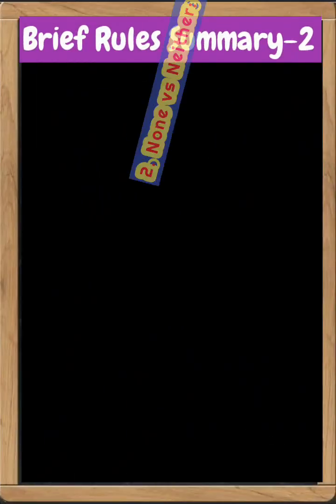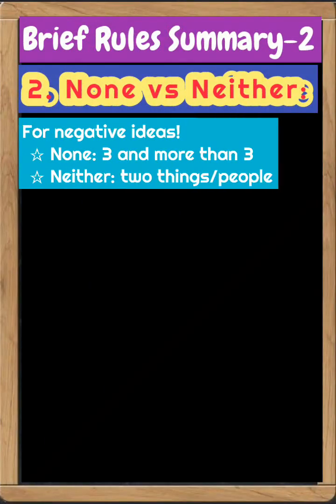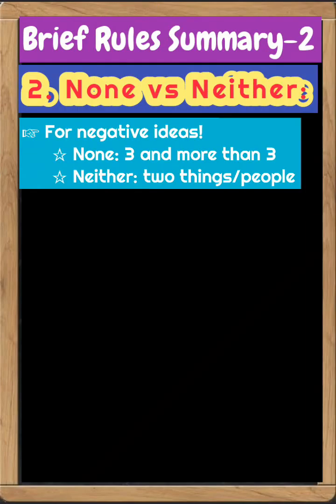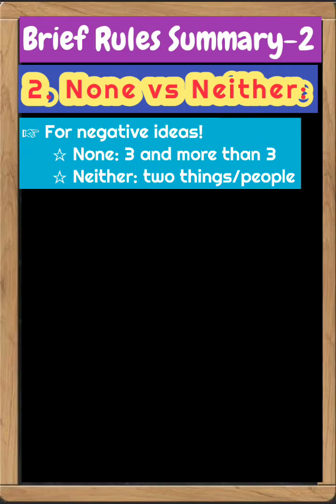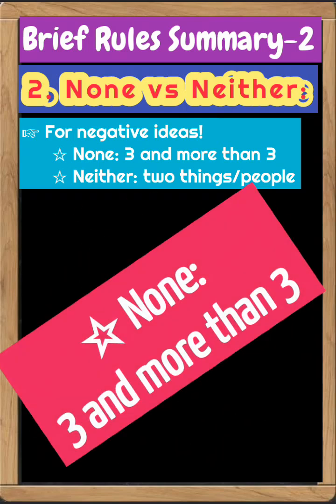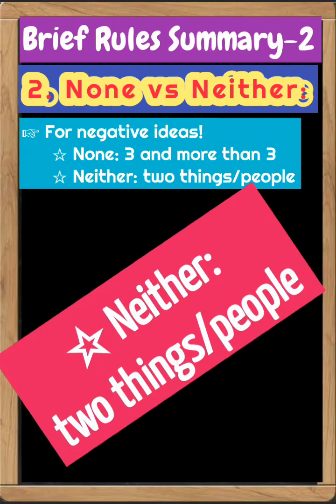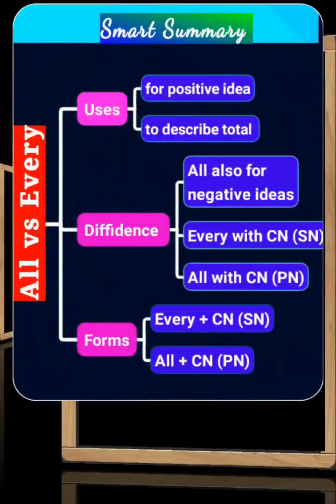Again, look at the second one, none versus neither. These two quantifiers are used for negative ideas, but they are completely different because none is used for 3 and more than 3 things or people, whereas neither is used only for 2 things or 2 people. Okay, dear my viewers, this is all for our explanation for question number 1 and 2, and also brief rule summaries, rule summary 1 and rule summary 2.